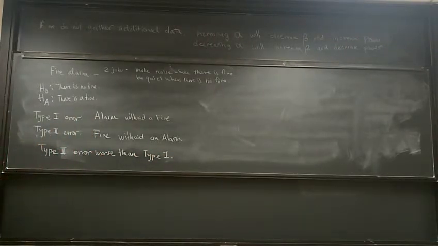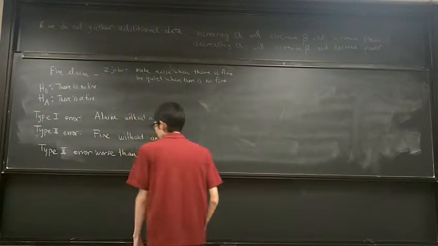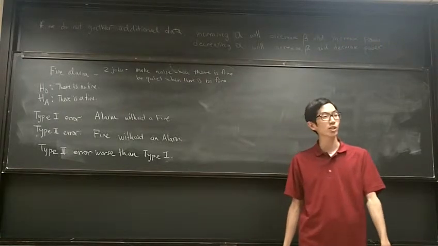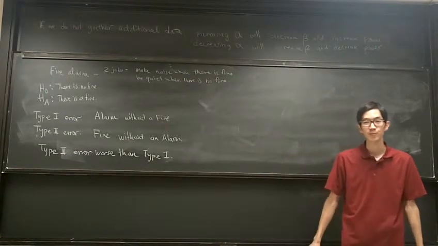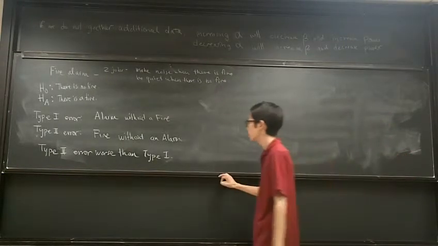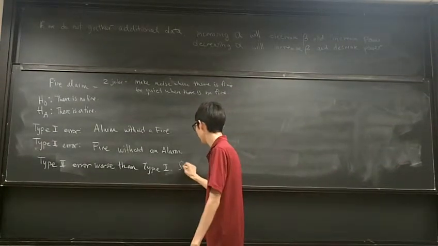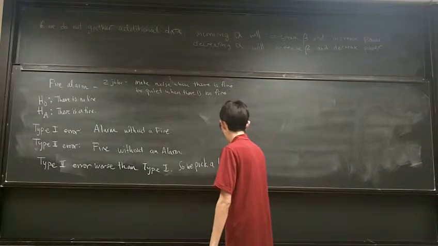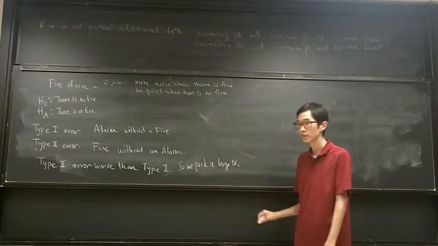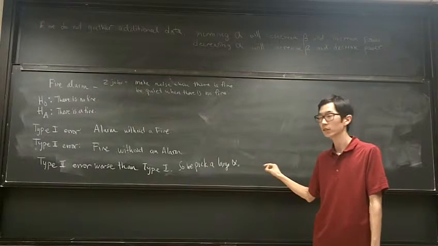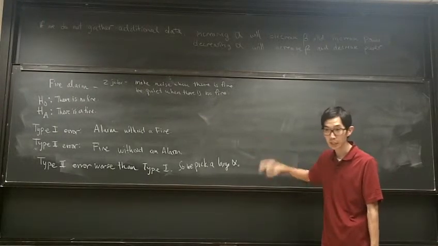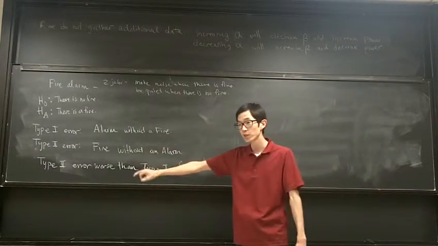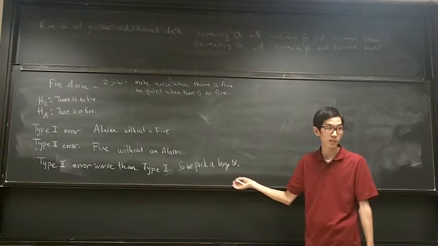Just in this scenario, type 2 error is worse than type 1, so would we prefer to choose a large alpha or small alpha? Large alpha. Yeah, we pick a large alpha, okay? Why do we pick a large alpha? Because large alpha decreases beta, okay? Increasing alpha decreases beta. So that means we reduce our type 2 error and increase our type 1 error, okay?